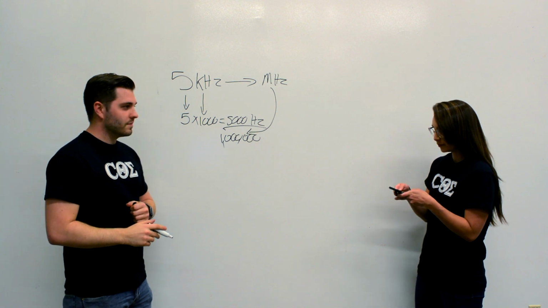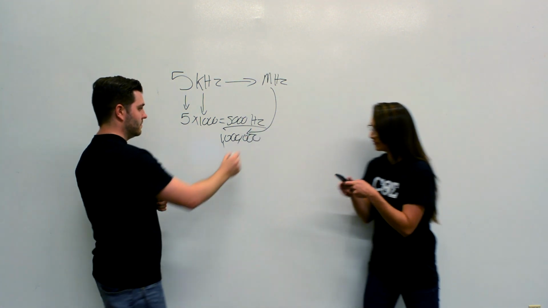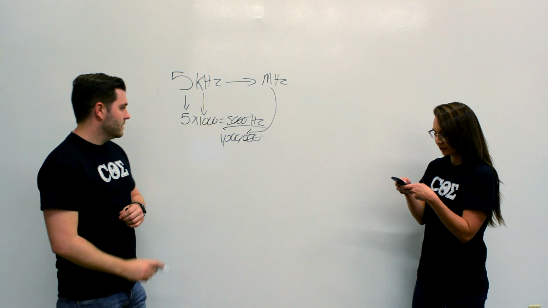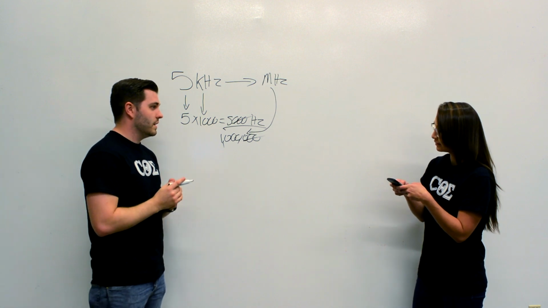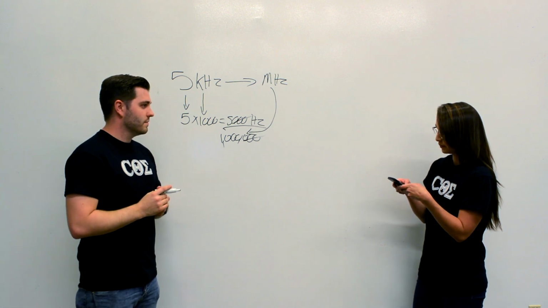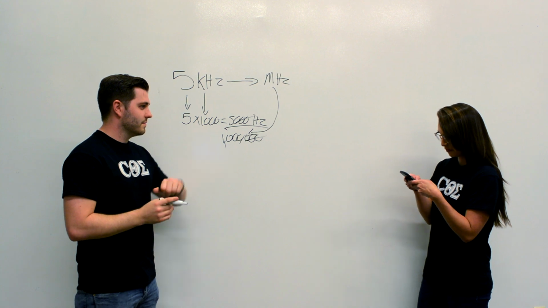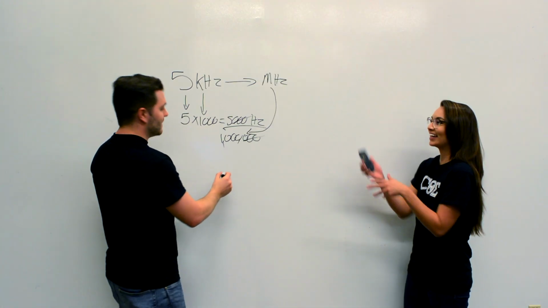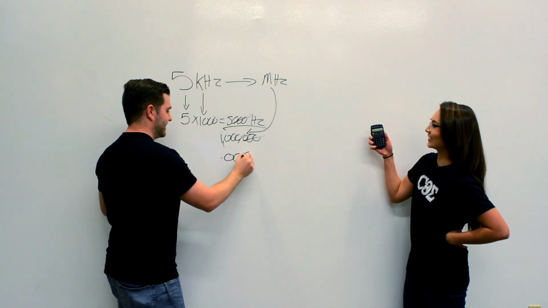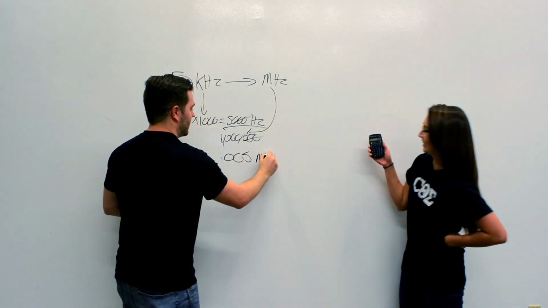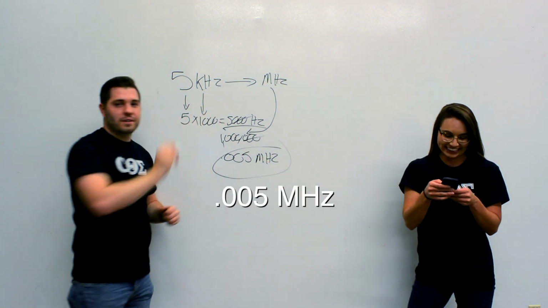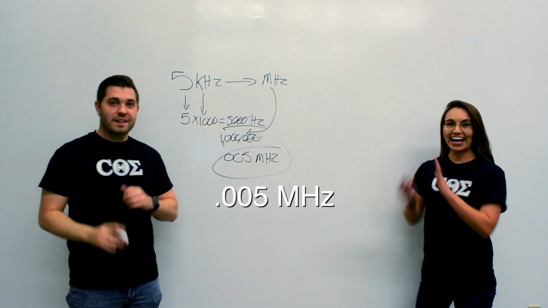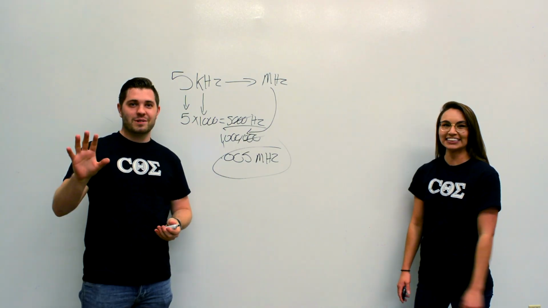What I always do is I knock out the same amount of zeros, just for a quick. So 5 divided by 1,000. That's going to give us 0.005 megahertz. Perfect. Now, I got a second one coming up for you.